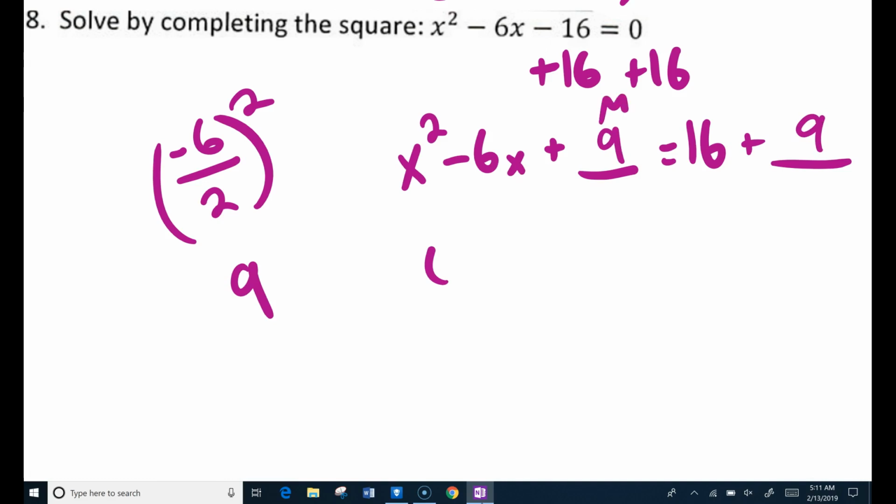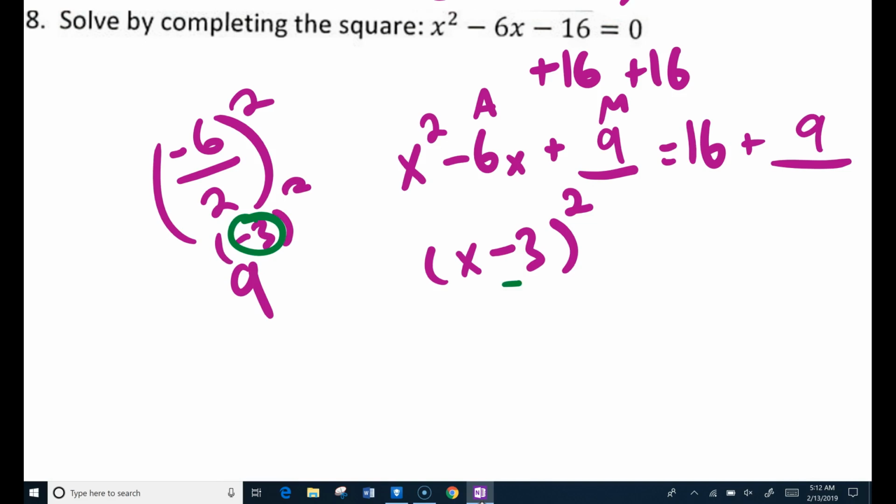What multiplies to positive 9 and adds to negative 6? That's negative 3 and negative 3. So this factors into x minus 3 squared. And if you want a quick trick, whatever half of b was is always going to be the number in those parentheses there. So if you want to skip the factoring step where you're thinking about it, you're more than welcome to. And 16 plus 9 is 25.